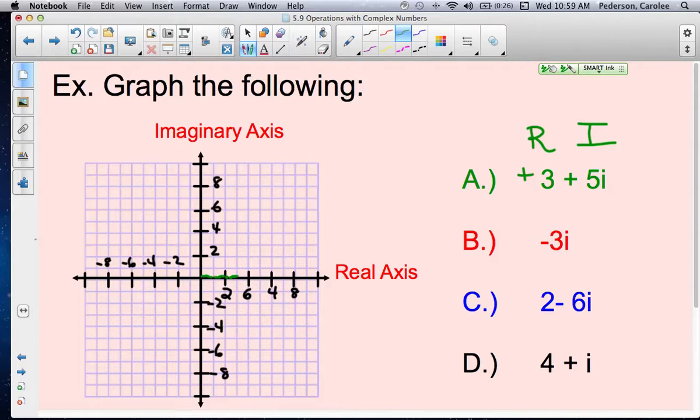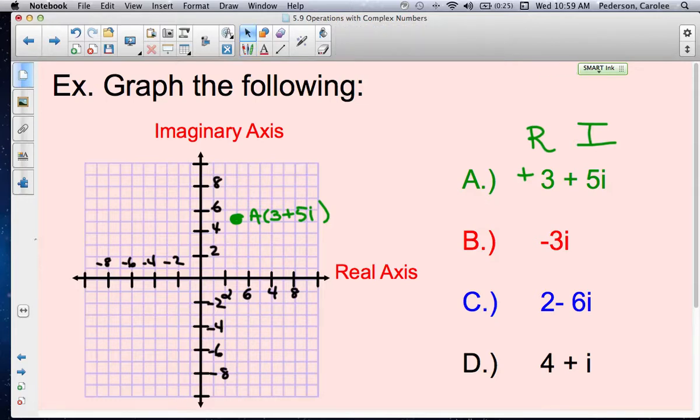and then up 5 units on the imaginary. So the point for point A is 3 plus 5i. That's the point. I'm just going to go ahead and erase those dotted lines. So there's our point in the complex plane. We're going to move right 3 on the real axis and then up 5 on the imaginary axis.